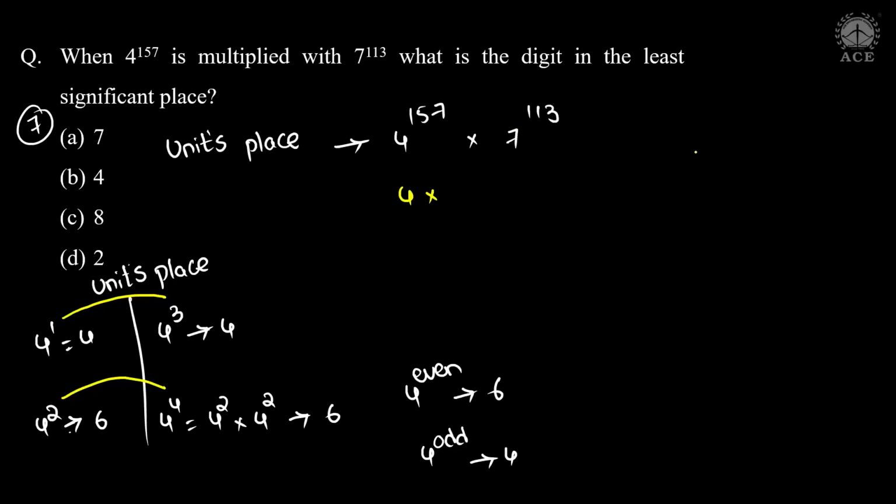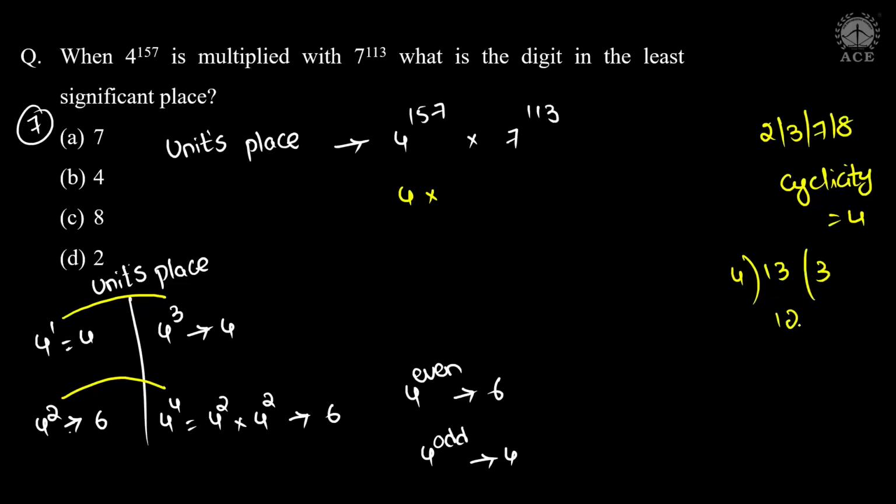113, my dear friends, right? For 7, cyclicity is 4. 2, 3, 7, 8 have cyclicity 4. Cyclicity 4 means what you should do. If you go to the videos that I shared already, you should divide the power by 4. For divisibility by 4, the last two digits are sufficient. So if you take the last two digits in the power 13 and divide by 4, we get remainder 1.